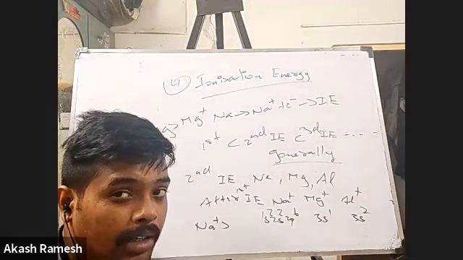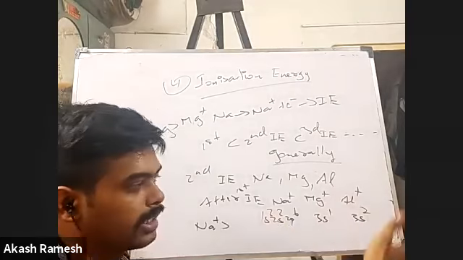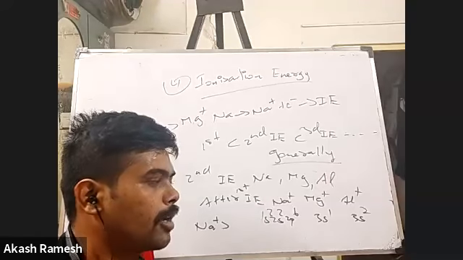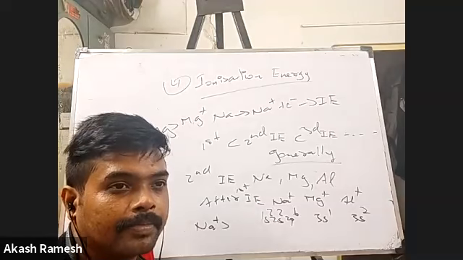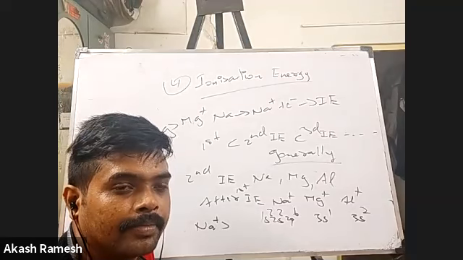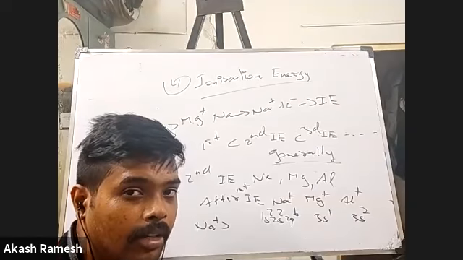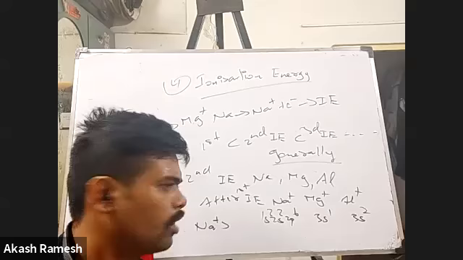Okay. Now compared to these two, what will happen? What do you have to look at? There is no fully filled stability. There is no half filled stability. So what is the thing you have to look at then? Atomic size. Very good. So which will have greater size, aluminium or magnesium? Aluminium will have lesser size or greater size?